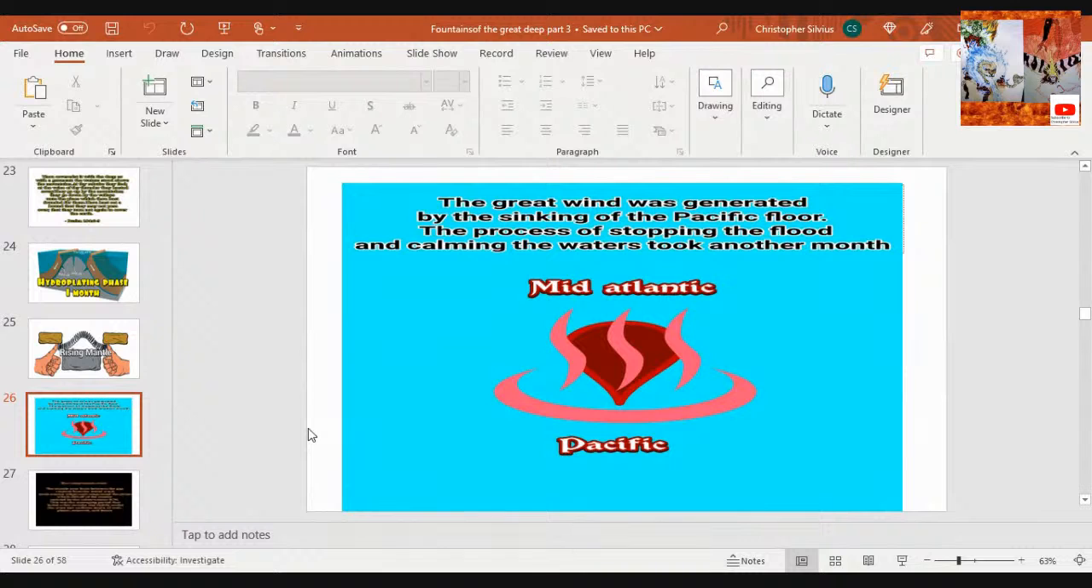The great wind was generated by the sinking of the Pacific floor. The process of stopping the flood and calming the waters took another month.